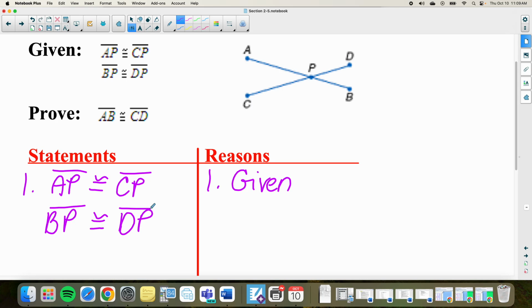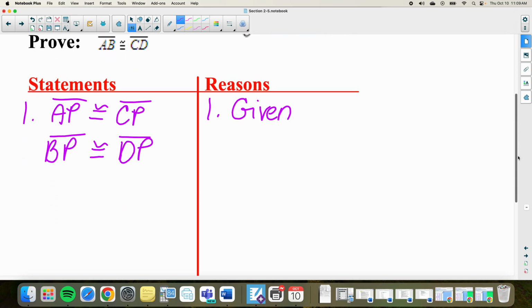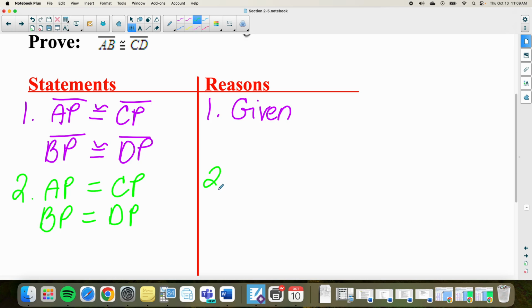Now, what would you do first? Christian? Definition of congruent segments. Yep, take those bars off. So let's do that. Bars and squiggly off. So we have AP equals CP and BP equals DP. And that is definition of congruent segments.